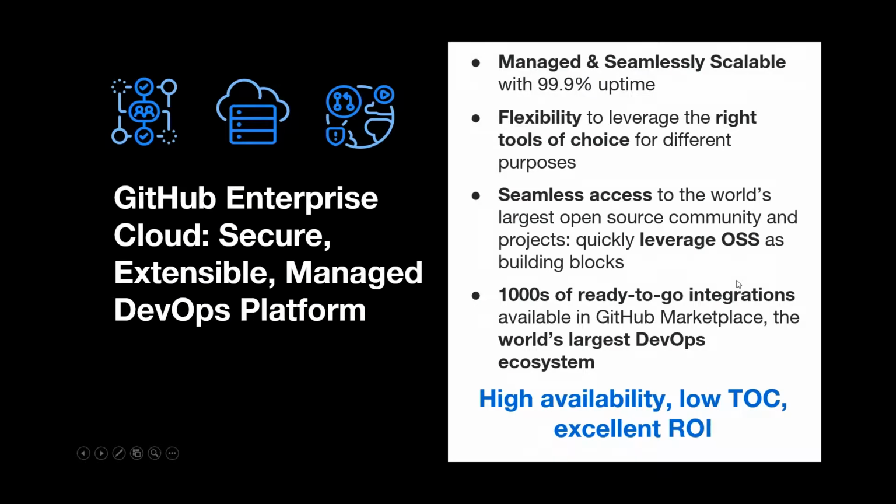GitHub Enterprise. Again, the uptime is 99.9. You can read the slides, right? I'll make sure the slides are available. But again, the bottom line, it's a secure, extensible, and managed DevOps platform. It's high availability, it's low TCO, and an excellent return on investment. The bottom line is it's just there. It allows your developers to focus on the code and nothing else.